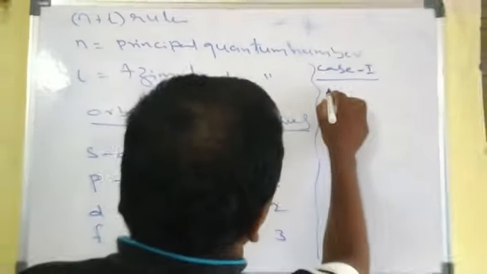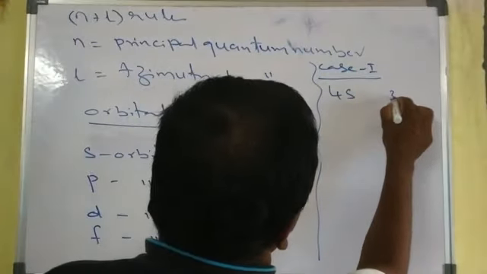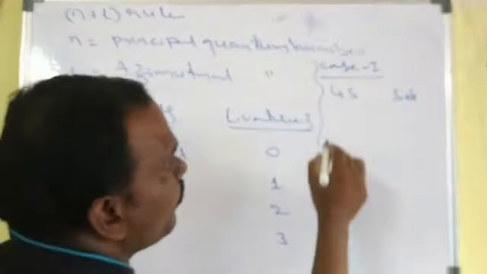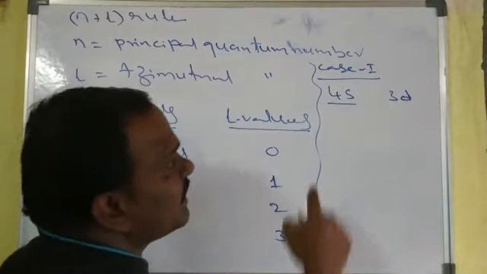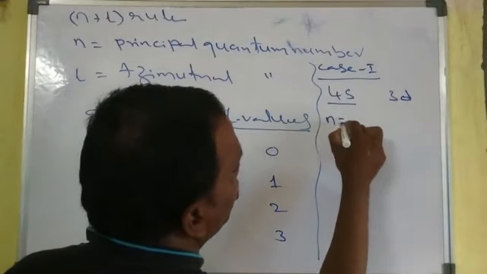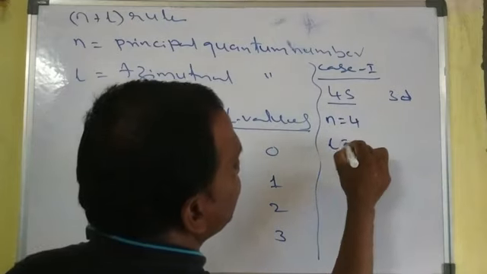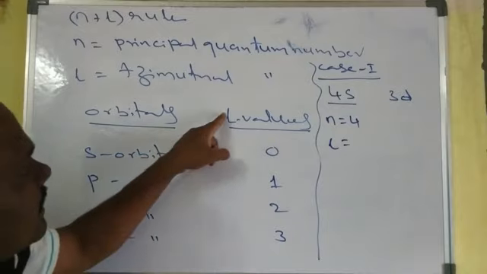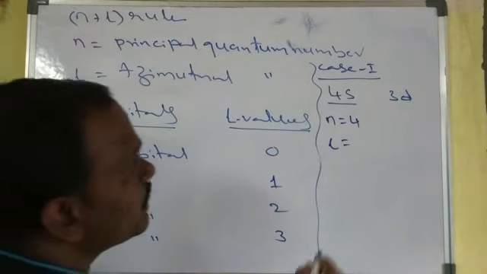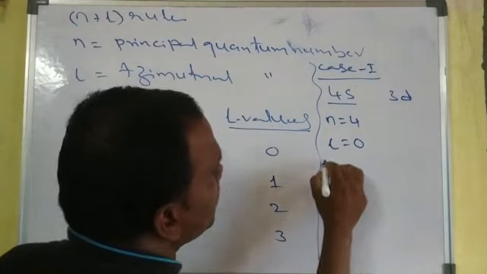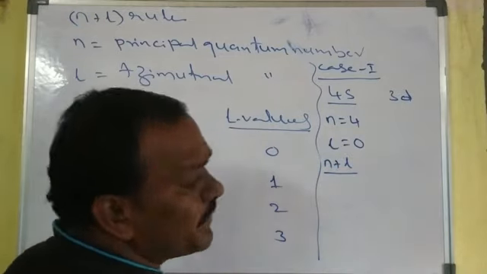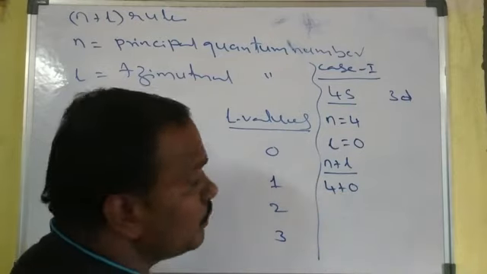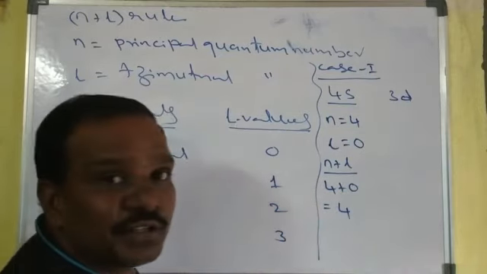For example, 4s and 3d orbitals you may take. For 4s orbital, n value is 4. For s orbital, l value is 0. So l is equal to 0. Here the sum of n plus l, n is equal to 4, l is equal to 0, so this value is 4.